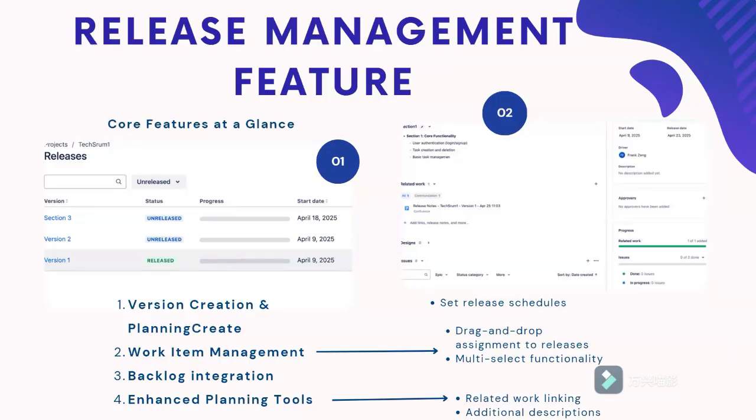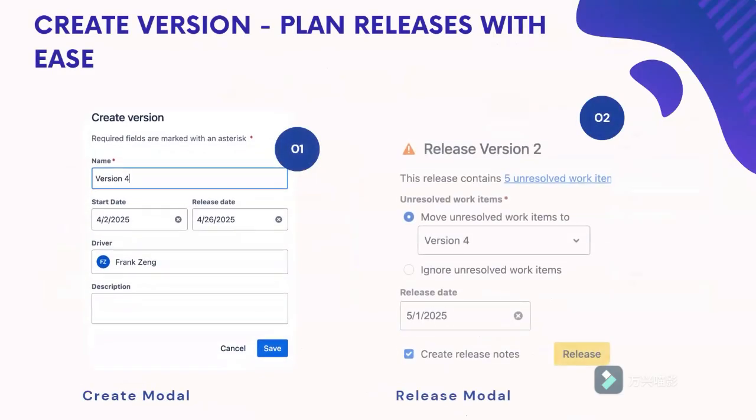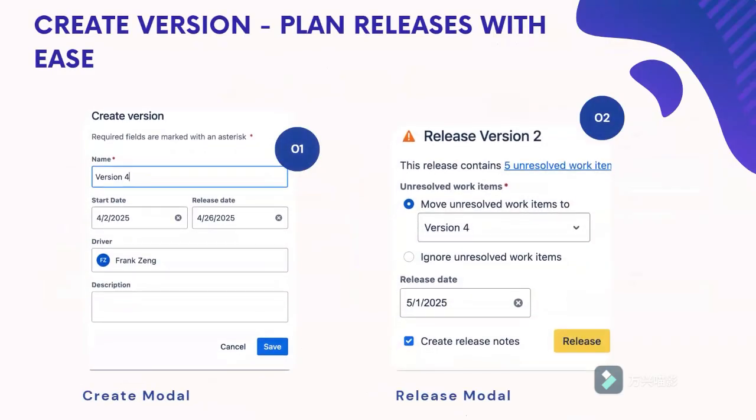Okay, let's go into version creation and feature details. Next slide, please. In the create dialog, the user needs to fill in the version name, for example, version 4, and start and release date, driver, and version description.